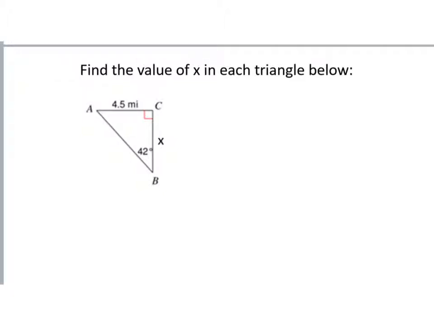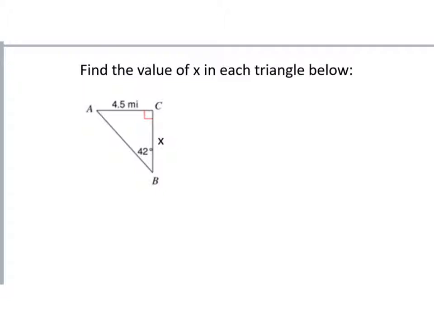All right, the next one says, find the value of x in each triangle below. So here's my first triangle. Now if I look, I have a 42-degree angle. So now I'm on my trig. I can't do special rights because this is not a 45, 45, 90, and it's not a 30, 60, 90. So I do have to use trig.